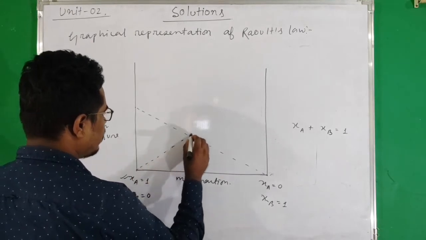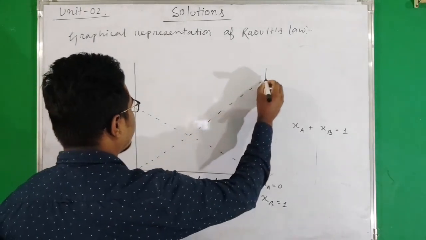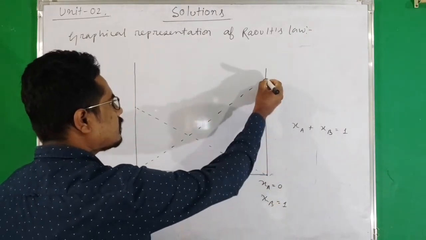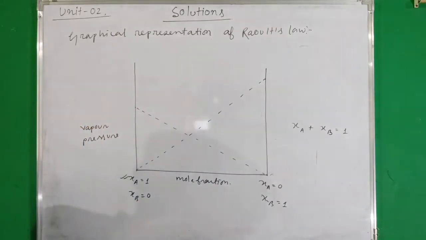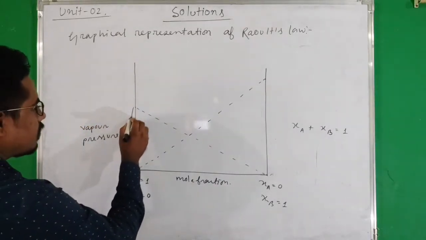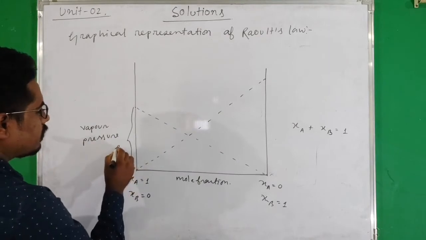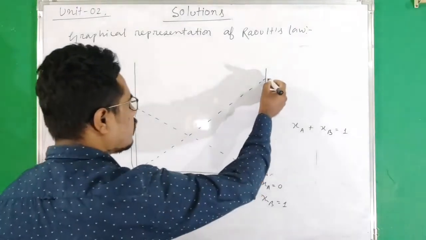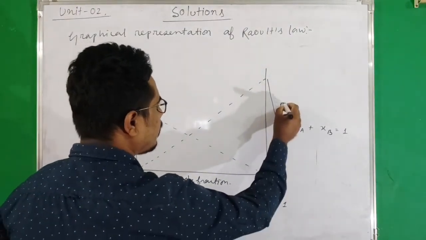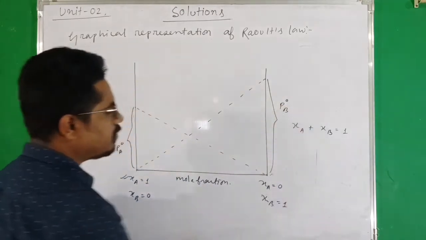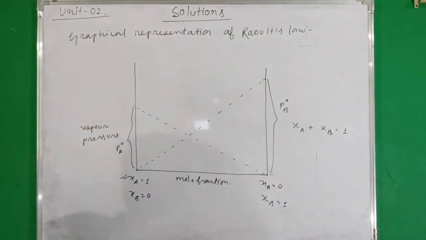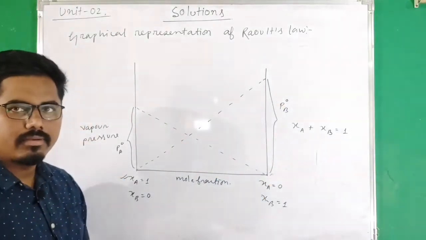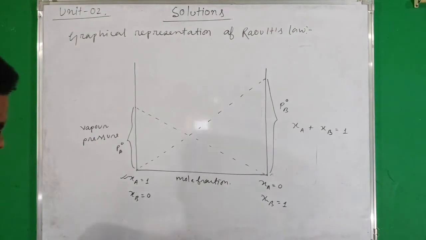The vapor pressure will increase, and at this particular point the vapor pressure will become maximum, okay, and this portion will give the vapor pressure of pure liquid A, that is PA naught, and this portion will give the vapor pressure of pure liquid B, that is PB naught. We are considering PA naught and PB naught for pure liquids A and B.